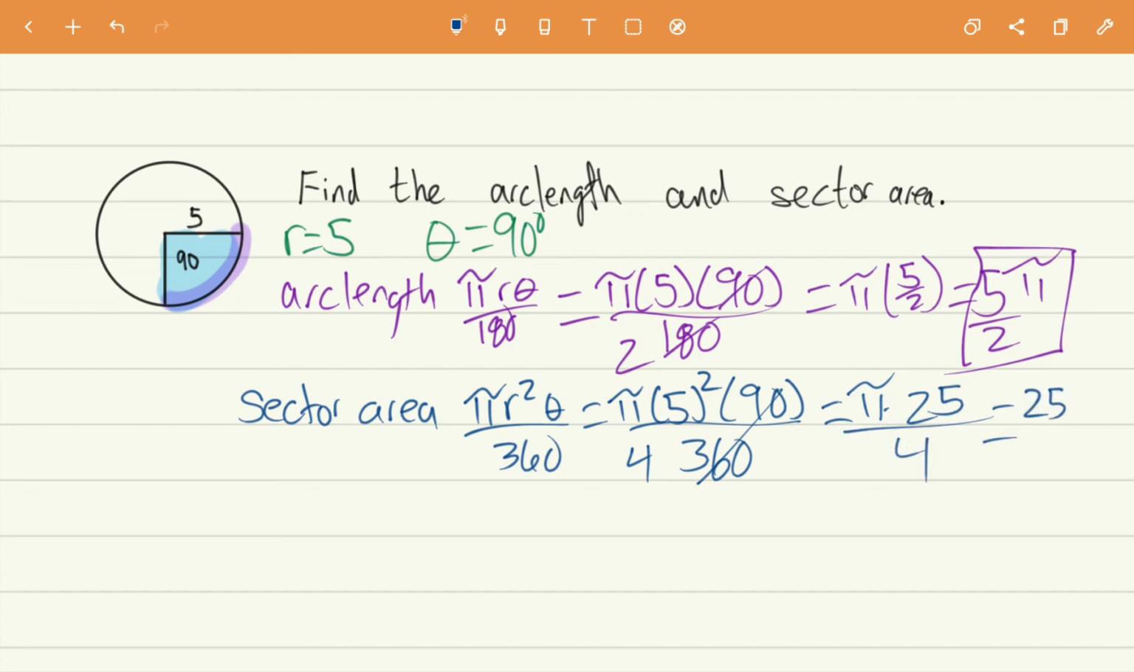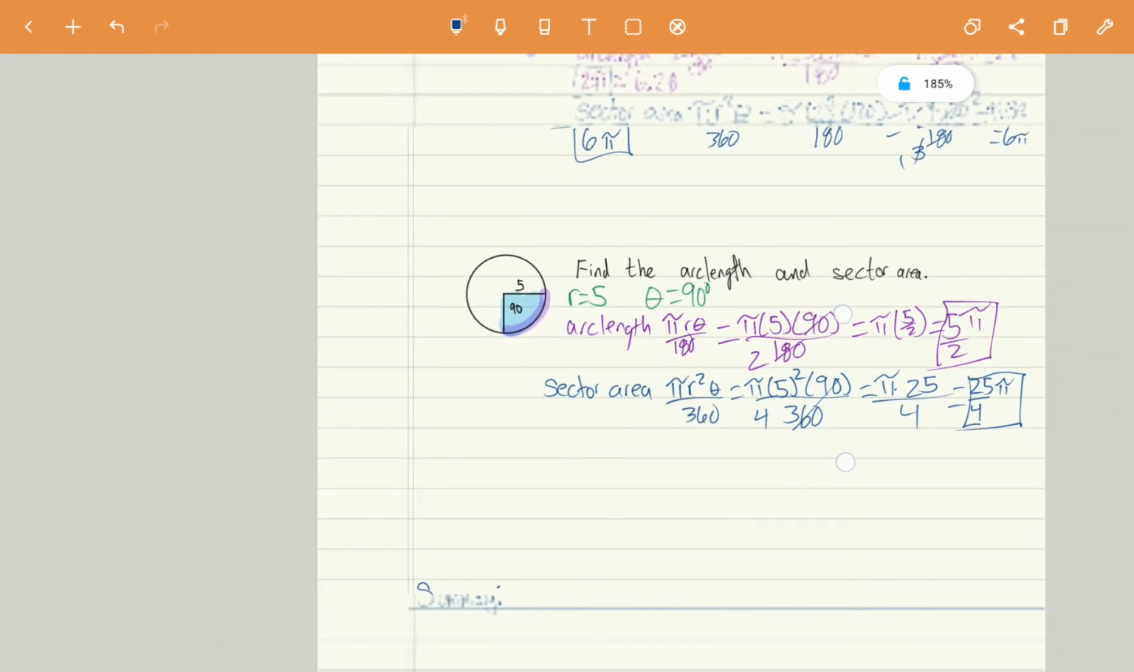Let's rewrite that to be 25/4 pi. And I'm going to call it that. We don't have to simplify it further. Pi is just a number, but it's an irrational number. We could just put pi there and we know what we're talking about. And we are done. That is it for sector area and arc length.